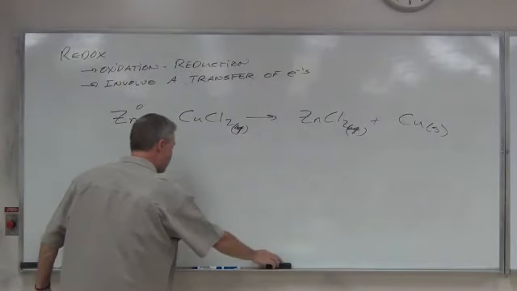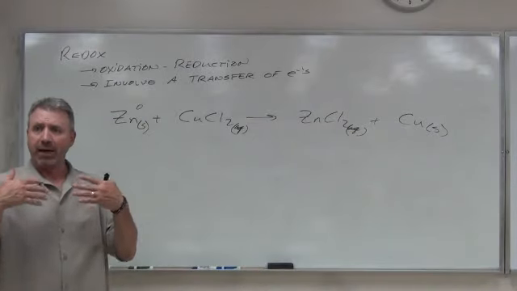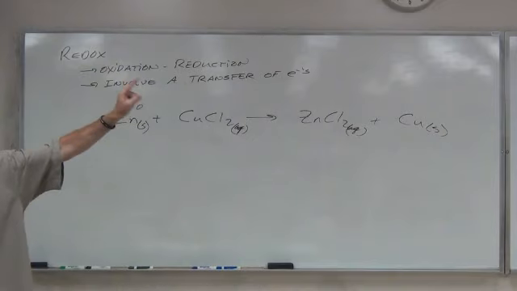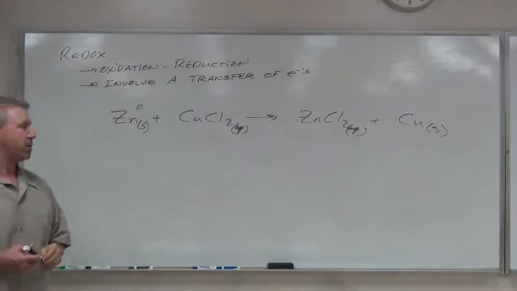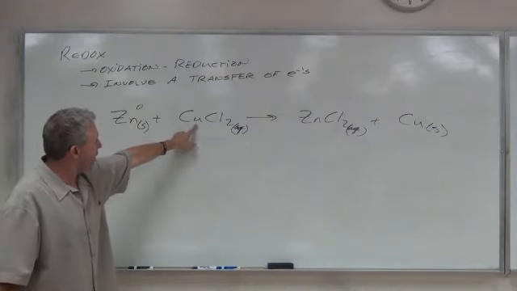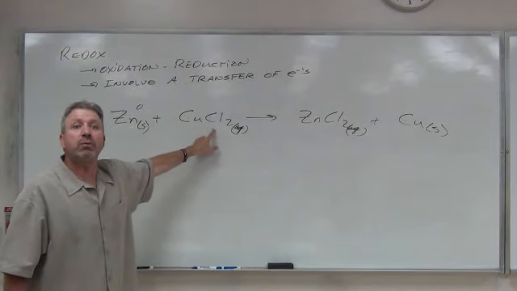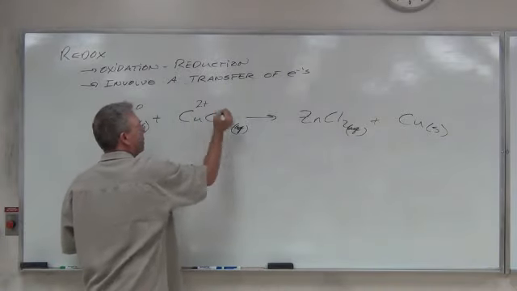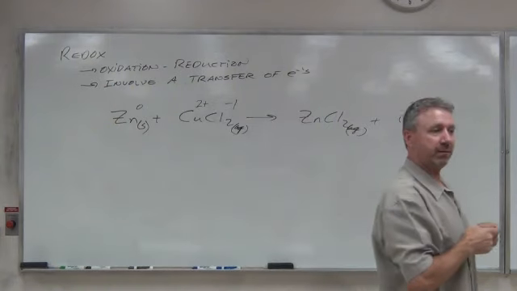Okay? So the first thing you have to do, really the first thing and only thing you have to do, is go through and assign oxidation numbers to all of the elements individually. So zinc is 0. What is copper in this formula? 2 plus. How did you know that? Because chloride is minus 1 and you have 2 of them.